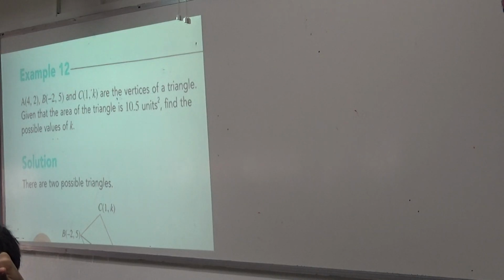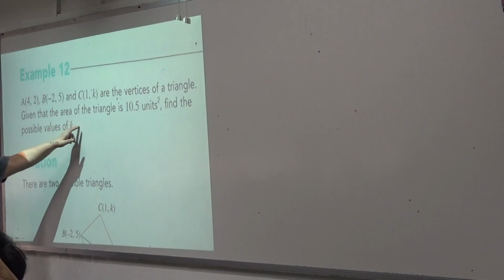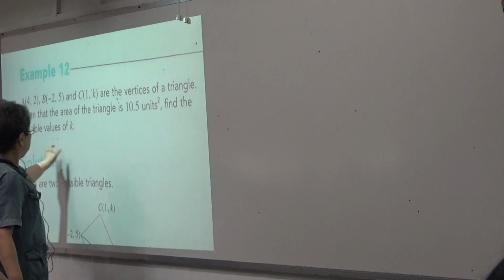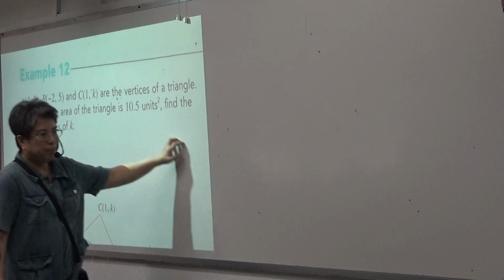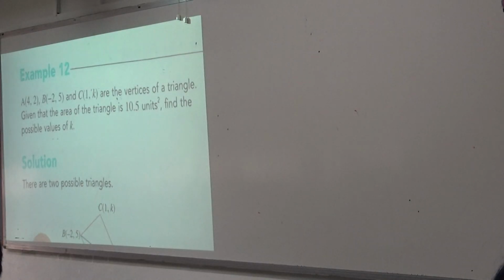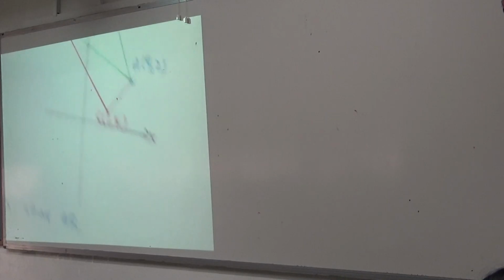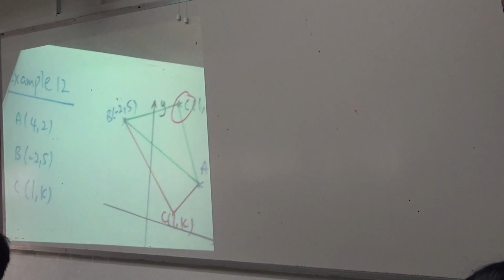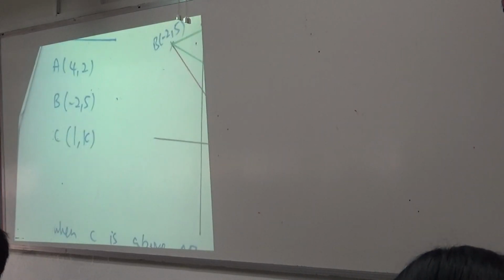Okay, now let's go over this. A, B, C are the vertices of a triangle. Given that the area of the triangle is this, find the possible values of k. Now, I'm going to show you the question, and I'm going to show you that there are actually 2 possible diagrams that I can draw. Can everybody look at my diagrams here?